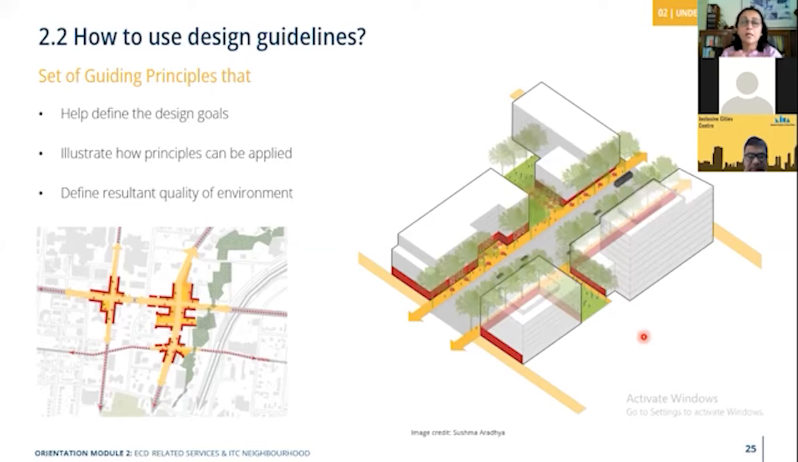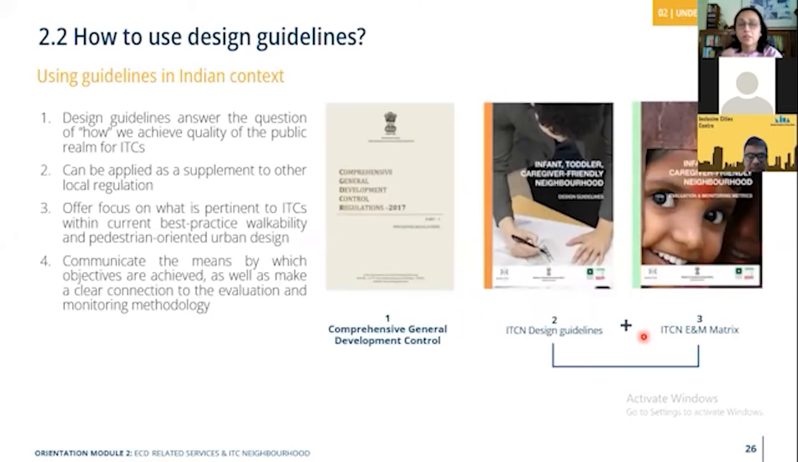So these are the set of principles which we are calling as design guidelines for ITC that can help define the design goals. क्या चाहिए हमें? Safety चाहिए ITC unit के लिए और green चाहिए, all the objectives that we have discussed yesterday, and they also illustrate how these principles can be applied. So आज हम थोड़ा उसके अंदर भी देखेंगे कि कैसे ये प्रिंसिपल्स अप्लाई हो सकते हैं. And the guidelines are also helpful in defining the quality of environment. जो हमने बात किया experience के बारे में, that can only be done through the quality of the experience.